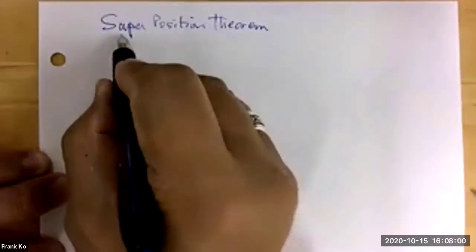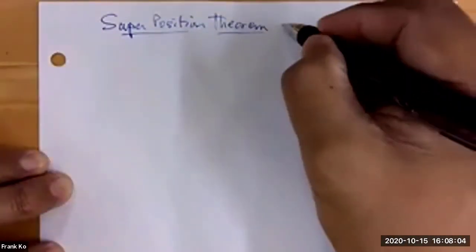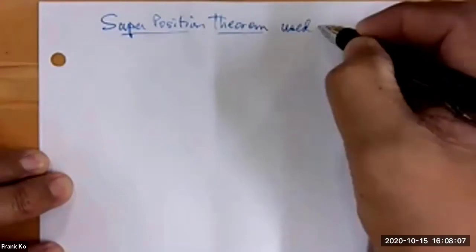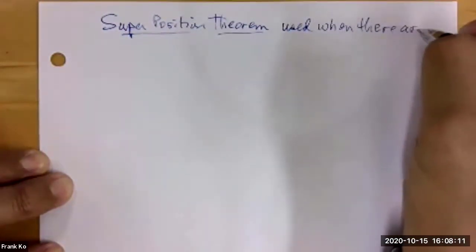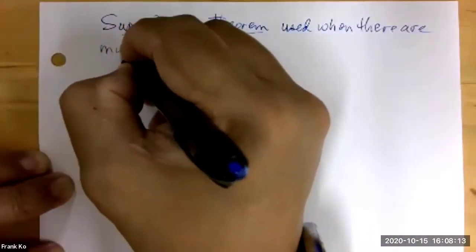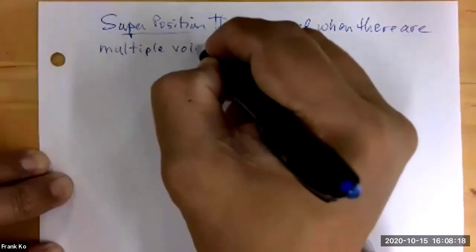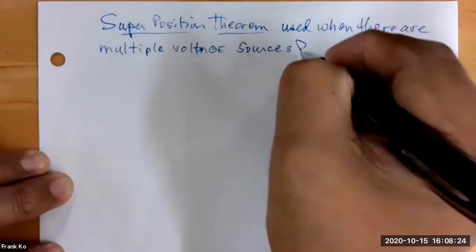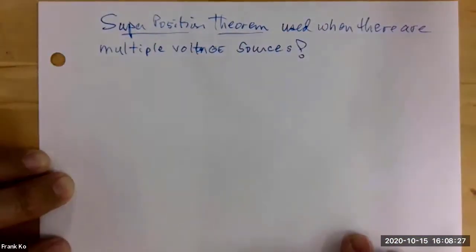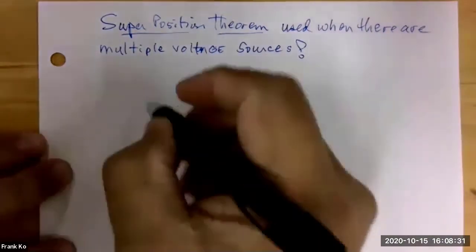So the topic is on superposition theorem, and it's a very useful theorem used when there are multiple voltage sources. And an example of a circuit with multiple voltage sources might look something like this.